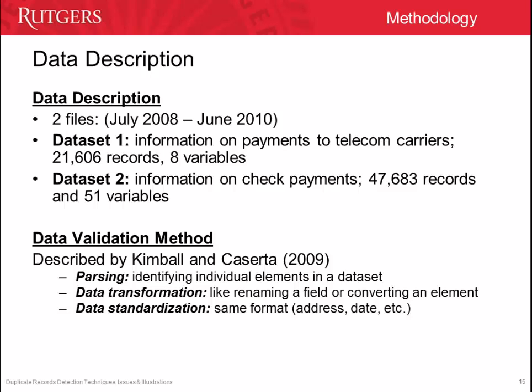Both data sets covered a period of 2 years, from July 2008 until June 2010. Dataset 1 included information on payments to telecom carriers. It had 21,606 records in total, and it had 8 variables or attributes. Dataset 2 included information on payments made by checks, and it contained 47,683 transactions. This one had 51 variables.